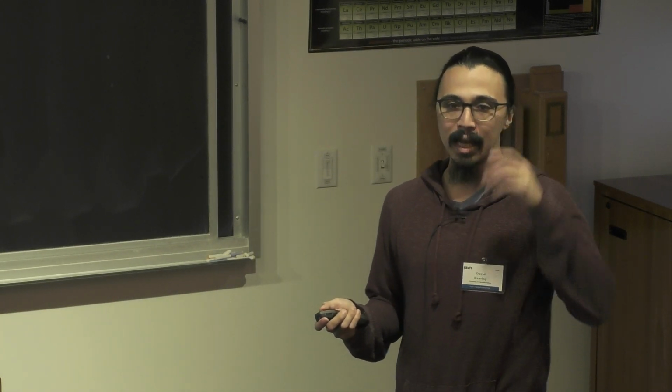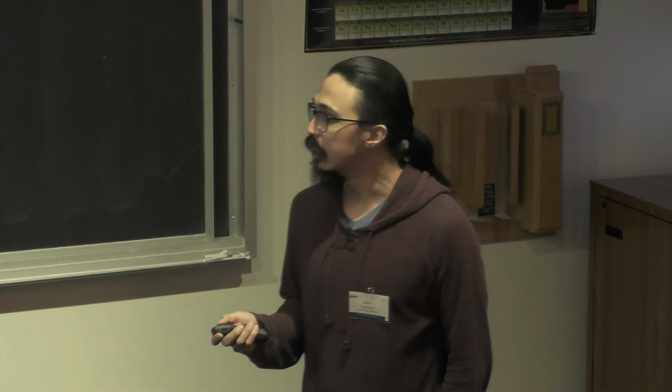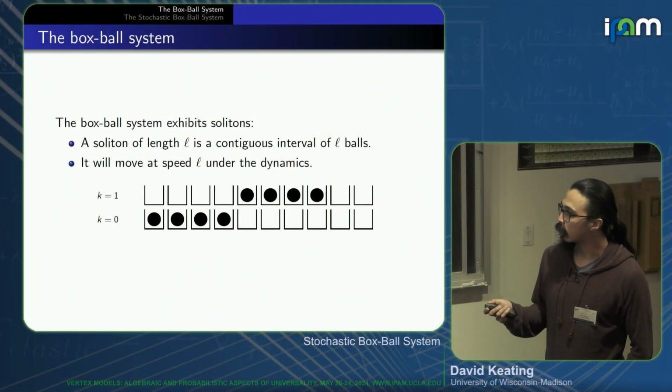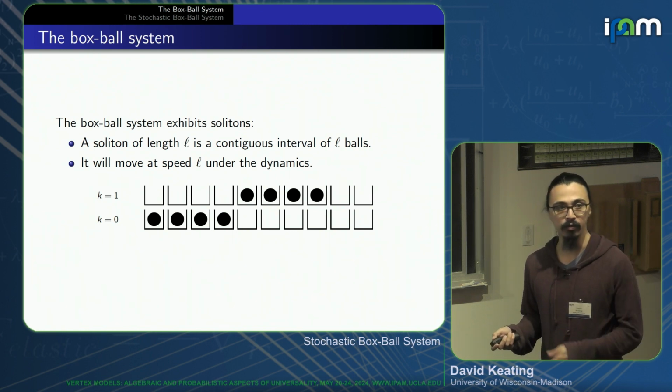And one of the main things people are interested in the box-ball system is the presence of solitons. So solitons in this context are going to be just chunks of balls. So say here we have a 4 soliton. And under the dynamics, they're going to move at speed 4. Right?